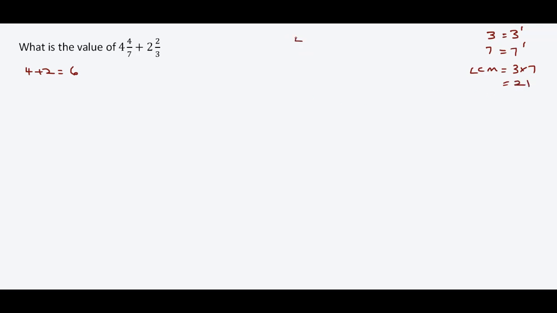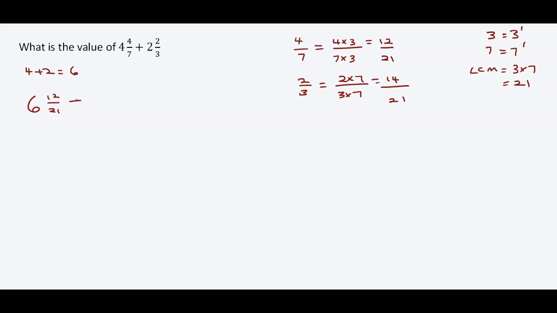So now we have to write each of these fractions with the new denominator. 4/7, I'm going to multiply 7 by 3, so I'm going to multiply 4 by 3. So this is going to give us 12/21. And then 2/3, I'm going to multiply 3 by 7, multiply 2 by 7. This is going to give us 14 over 21. So now we have 6, 12 over 21 plus 14 over 21.